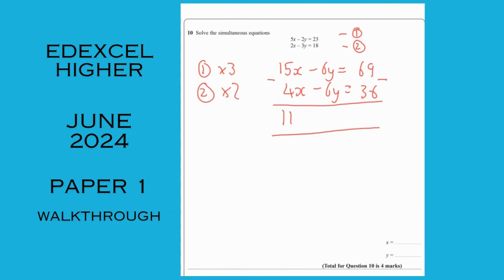15x take away 4x leaves us with 11 of them. The y's cancel out, and 69 take away 36 is 33, and dividing through by 11 means the value of x is just 3. I'll take equation 2 and rewrite it. It starts with 2x's, which is 2 3's. Take away 3y. How can we do a takeaway and it goes up? It's because the stuff we're taking away is a negative. And again, divide through by 3. The value of y is negative 4.